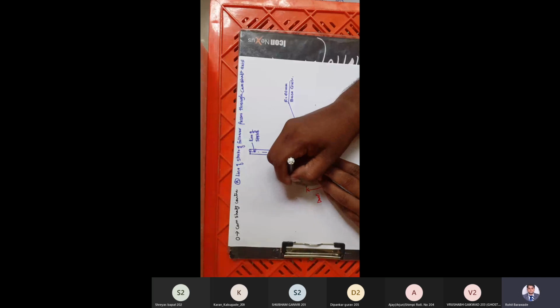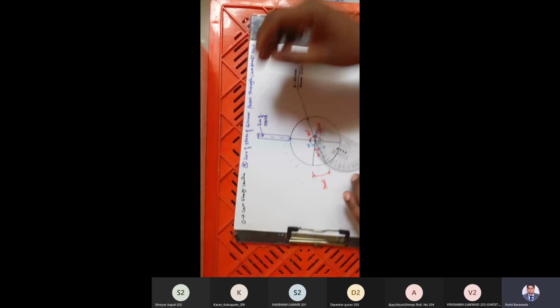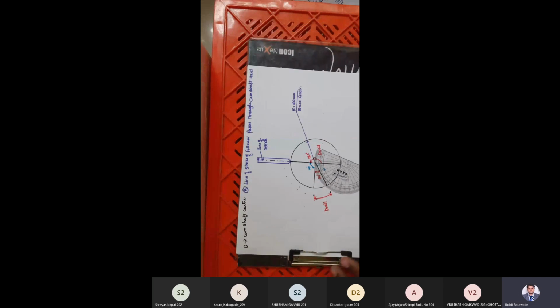Okay. So I will make the line from A position. Okay. Then this B position. The third number it is here.